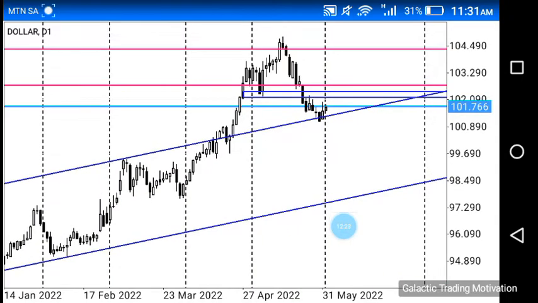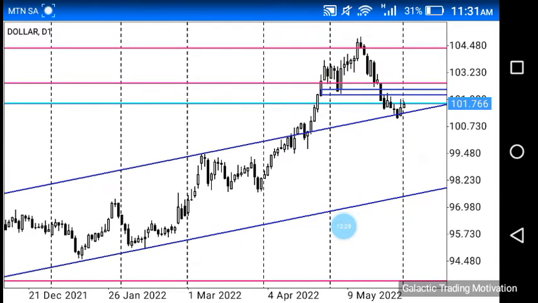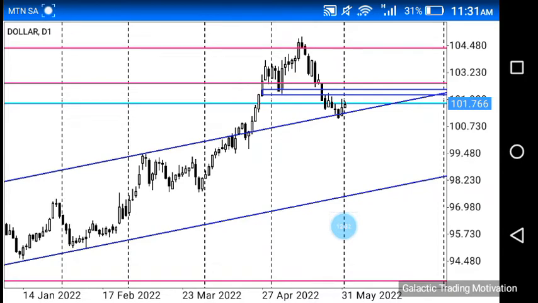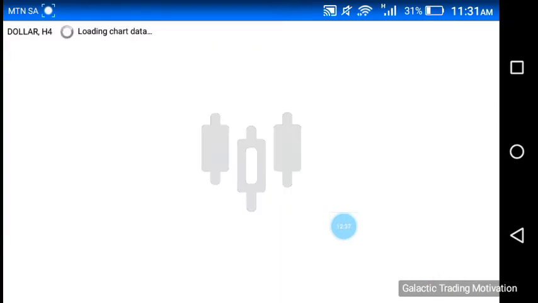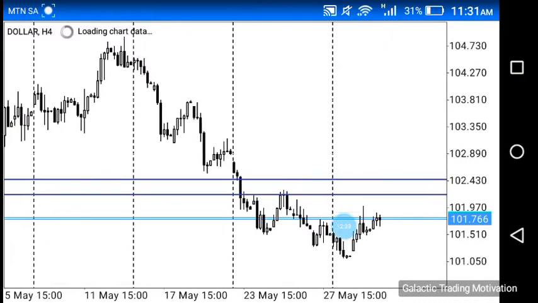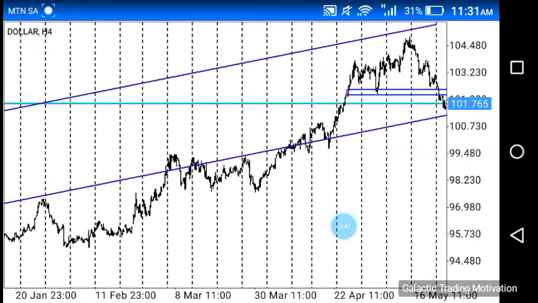I don't see anything else really on this particular chart that is interesting or of value. So what I'm going to do now is head over to the H4 chart. So here we are on the H4 chart.